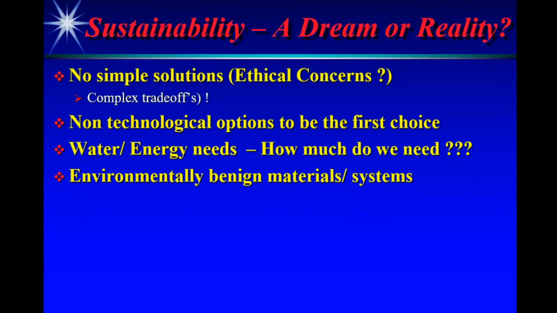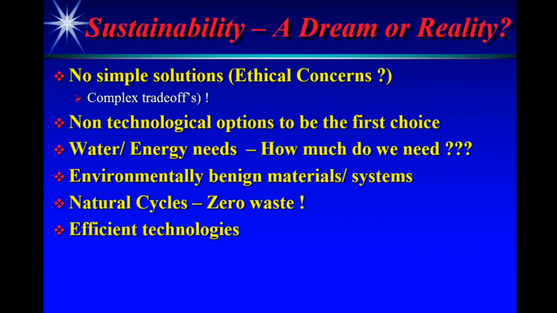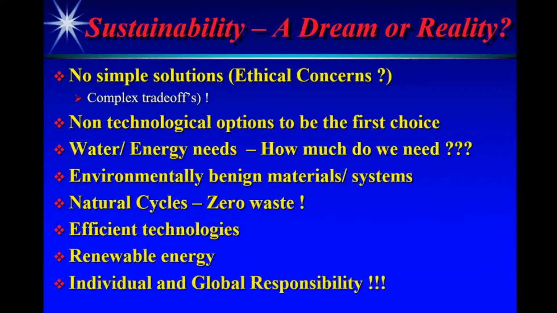We have to use materials and systems which are all eco-friendly. We have to align with the natural cycles, and produce zero waste in some sense. The technologies have to be efficient, consuming the least energy. And wherever energy is required, it should be based on renewable sources. And it cannot be done at an individual level, or even at the country level. It is all global. And therefore, there are lots of issues related to our social interactions, cultural interactions, harmony, and peace, as was mentioned earlier in the slide.